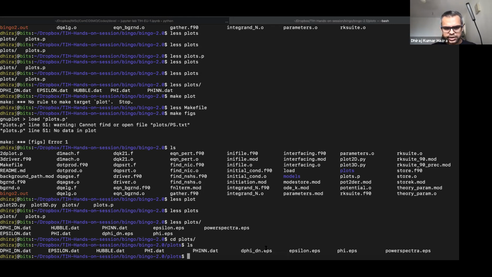Okay, good. So now if you make plots, if you have Gnuplot, it simply creates all the plots. Let's just open the plots. It would have been much easier if I had access to that Sci server.